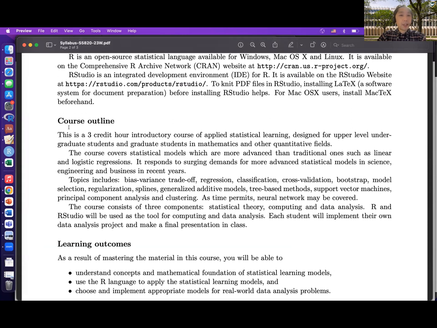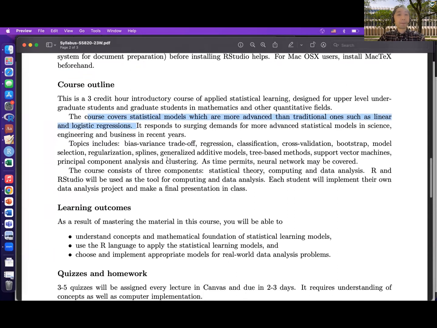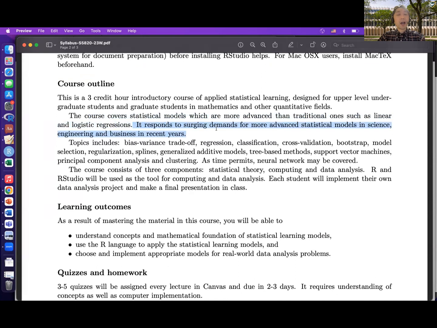Yeah, and course outline. This is a 3-credit course about applied statistical learning, designed for upper-level undergraduate students and graduate students in mathematics and other quantitative fields. So we cover the traditional models such as linear regression and logistic regression. And after that, we cover the more advanced statistical materials.